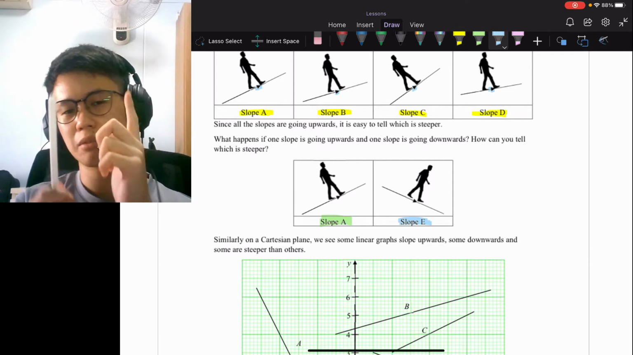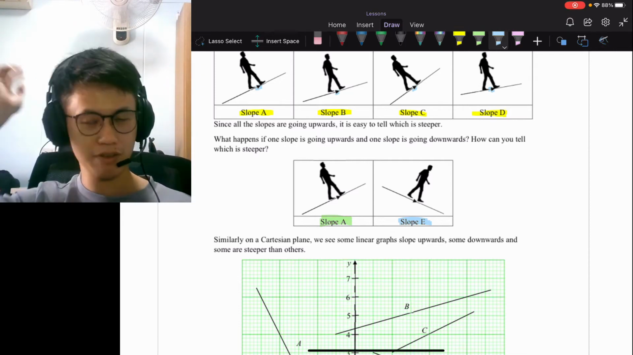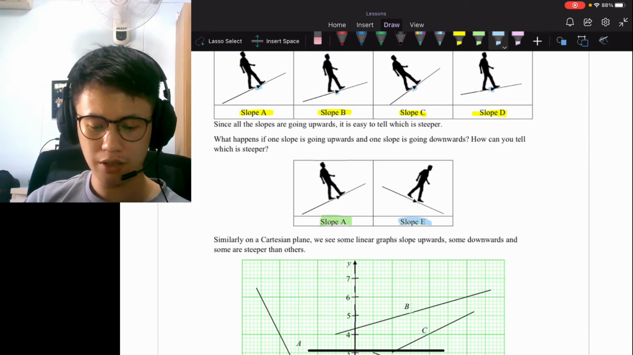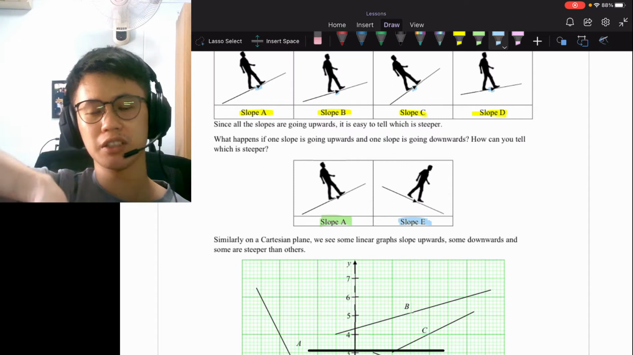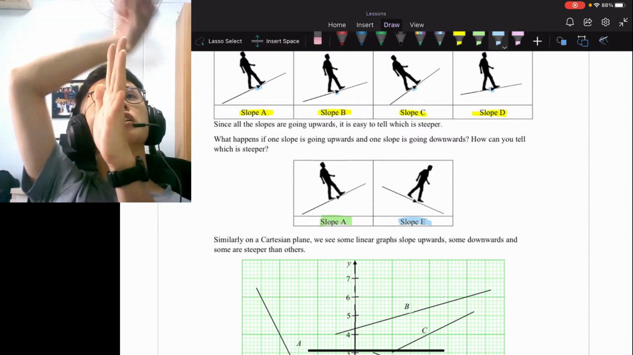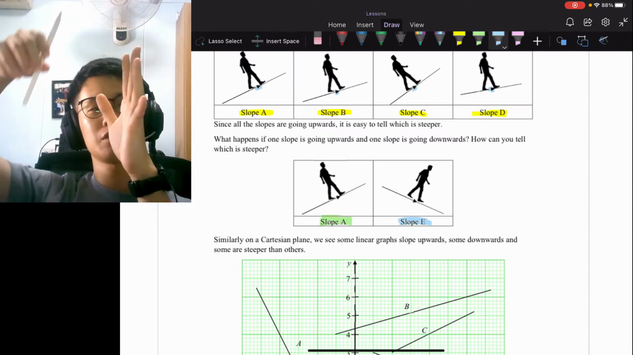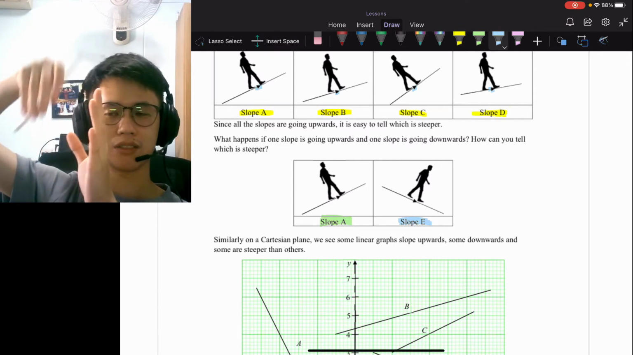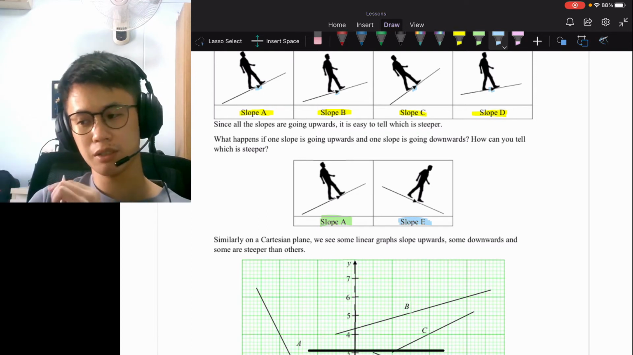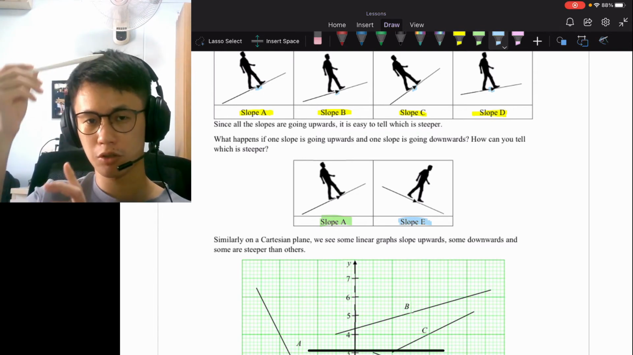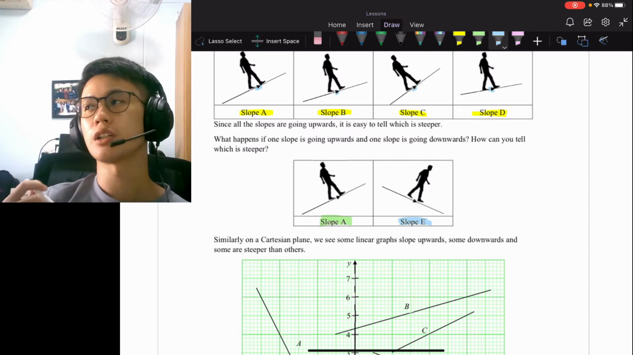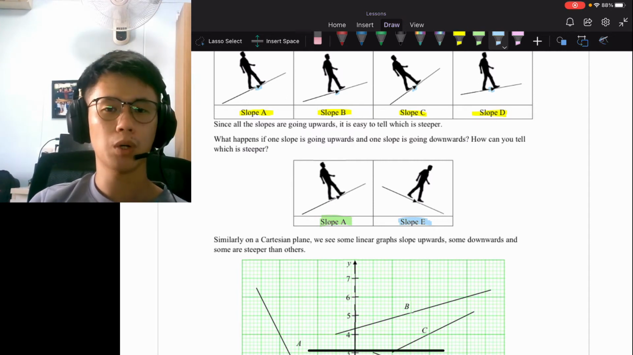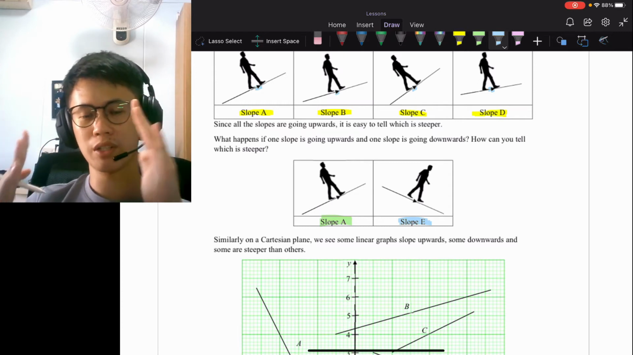Which one is steeper, in terms of which one is harder to walk? Is the going up one harder to walk, or going down? If you think about it, if you are trekking a hill, going up the hill is tough, but actually going down the hill is also tough. It's quite hard to go down the hill. People usually spend more time going down a hill. So how are we going to tell how steep the slope is, whether it is going up or going down?